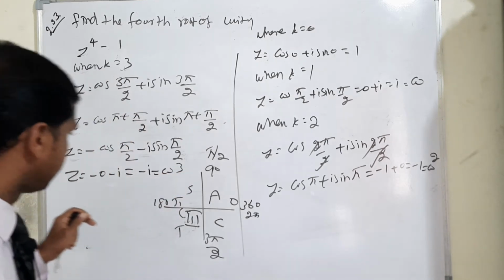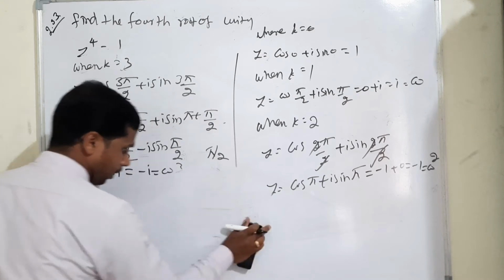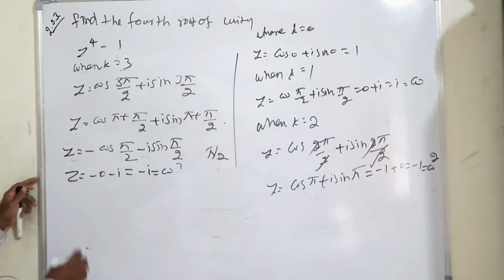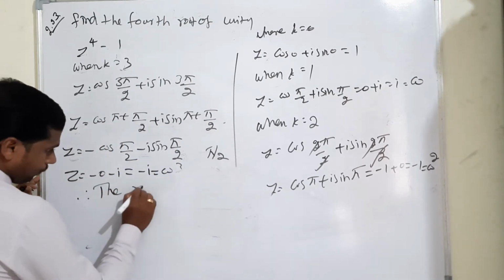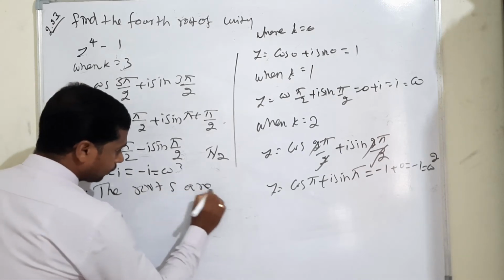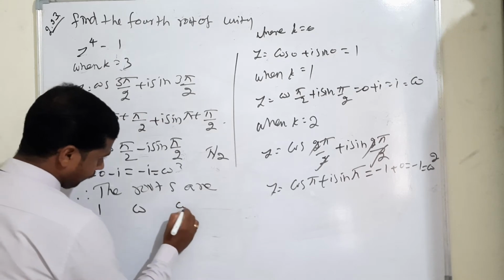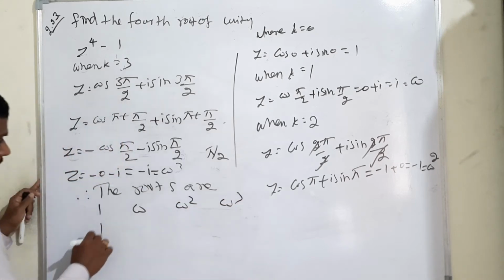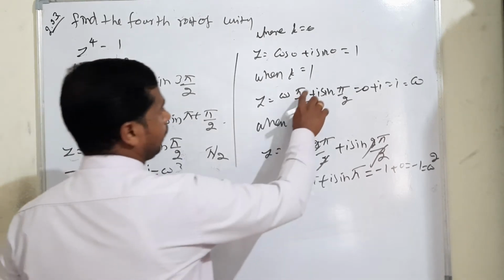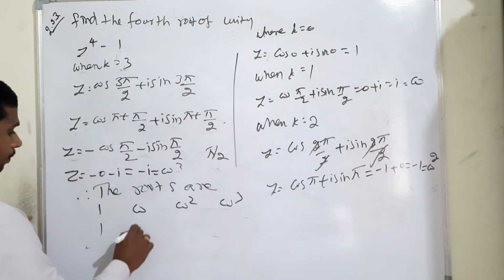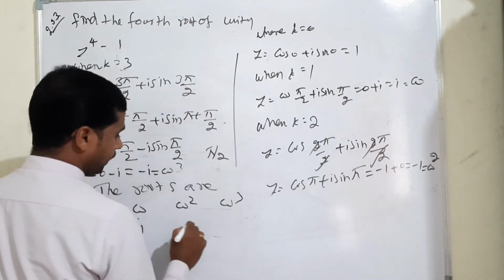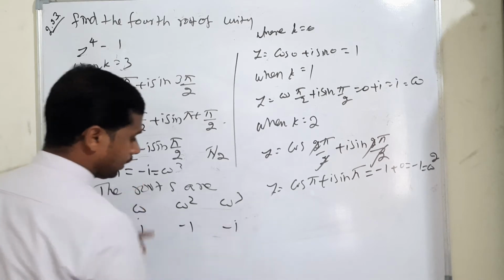After getting the answer, therefore the roots are: the first one 1, second one omega, omega square, omega cube. First answer 1, second answer i, third answer minus 1, fourth answer minus i.